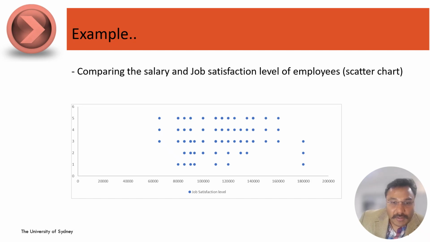You can see if I'm earning like 120, there are a few people who are pretty much happy at level 5, and at 180 there are only a few. Between 80 to 100, 160 or 140, pretty much everyone is quite satisfied. That's what it shows.